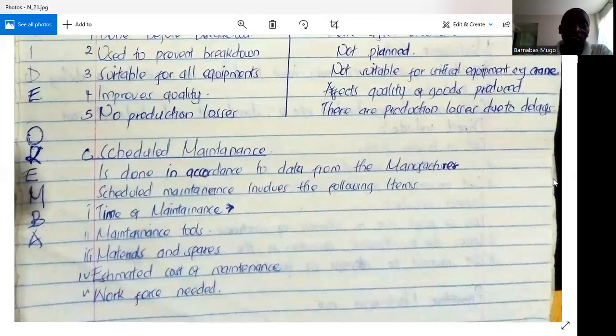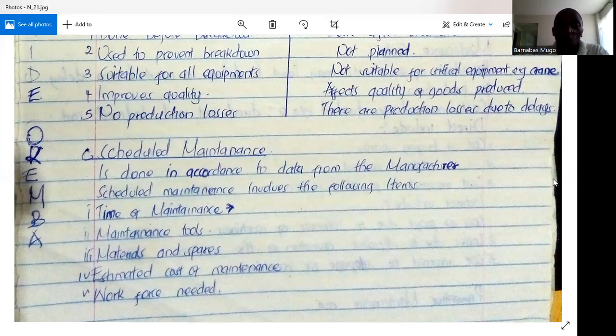The third type of maintenance is called scheduled maintenance. When we are doing scheduled maintenance, it is done in accordance with data from the manufacturer. Scheduled maintenance involves the following items. Number one, time of maintenance.